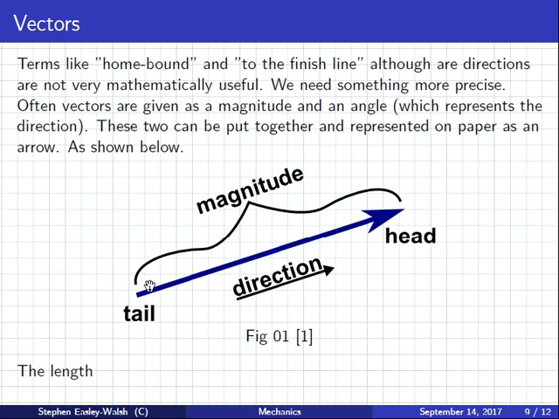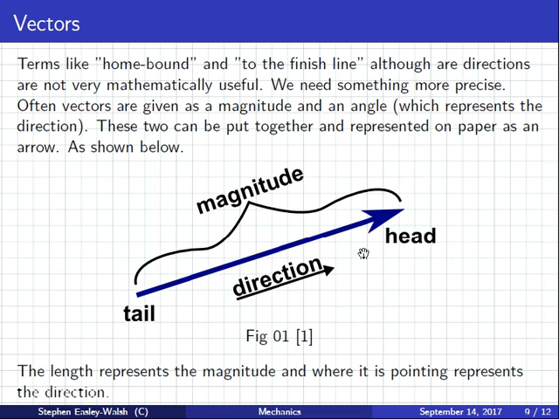So if we want to represent a vector on paper, we represent it by drawing an arrow. The magnitude is represented by the length. So if it is a long vector, it means the size of it is large. And the direction is represented by where it points. We call this the tail of the vector, and this is the head. So if you can just draw this in your notebook: tail, head, magnitude, and direction.